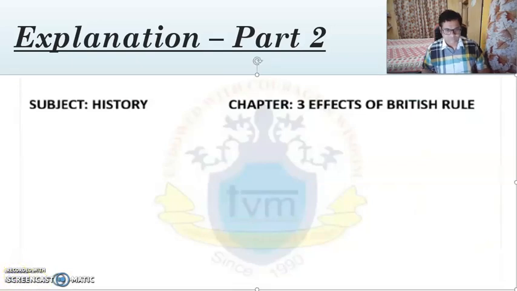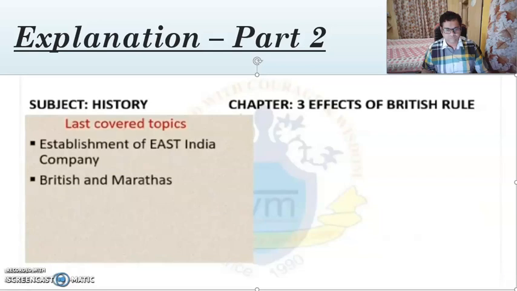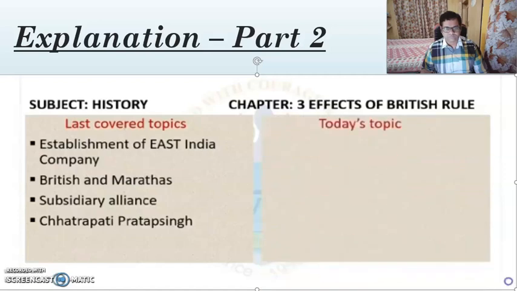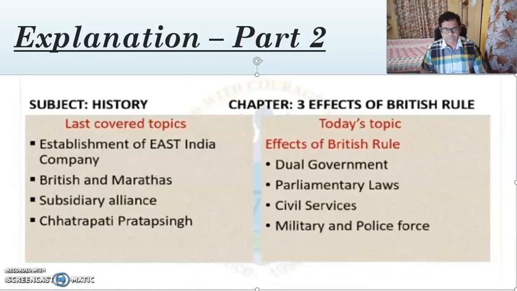In the last session, we started Chapter 3 of History and covered the following topics: Establishment of East India Company, British and Marathas, Subsidiary Alliance, Chhatrapati Pratap Singh. Today we will continue that chapter and cover the following topics: Effects of British rule, and under that we will study dual government, parliamentary laws, civil services, military and police force, judicial system. So let's begin with dual government.